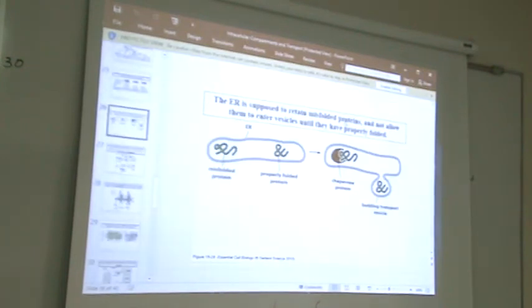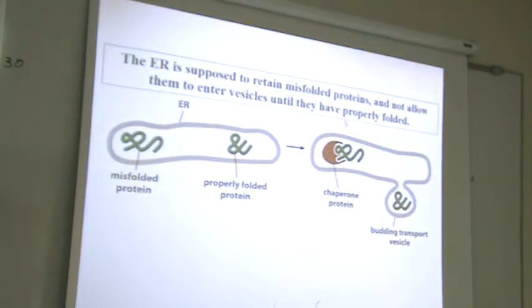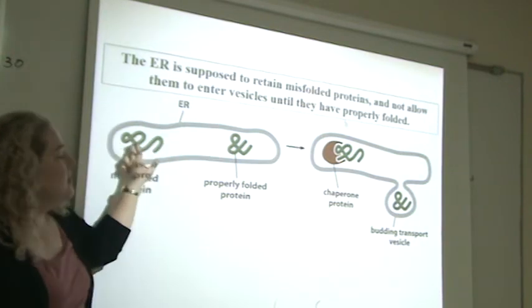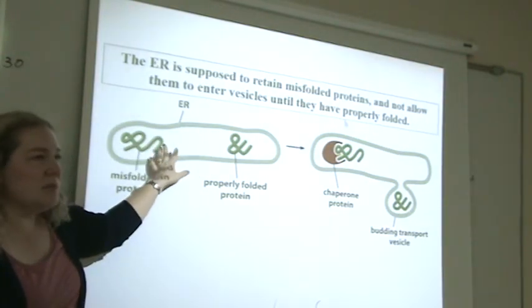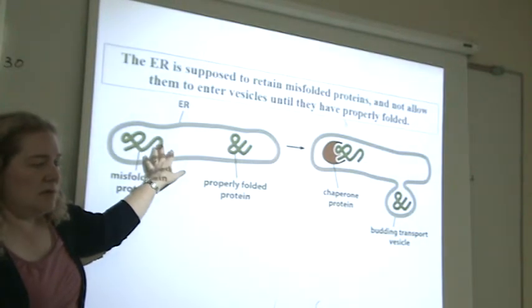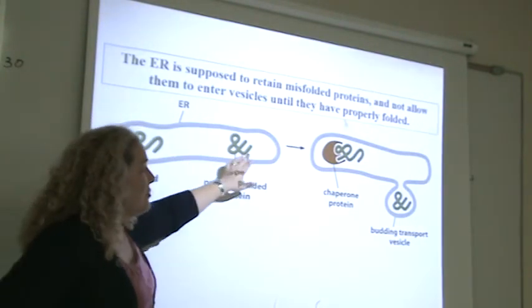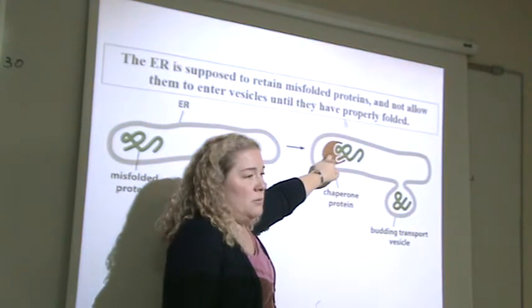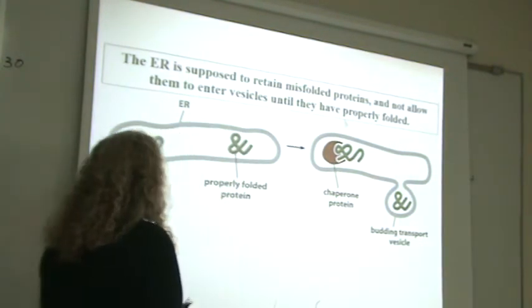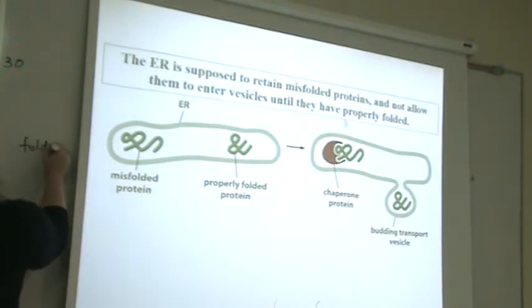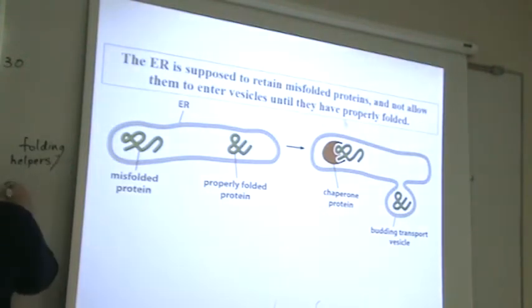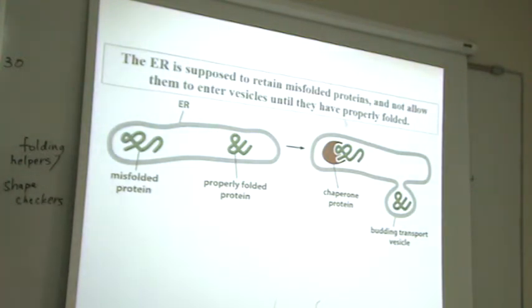So there is a quality control mechanism inside the ER to help check, are these proteins even folded correctly or not? So the inside of the ER lumen has several chaperone proteins in there, which are folding helpers. You can think of those as folding helpers and also shape checkers. Do these proteins have the correct shape? Before we're going to send this vesicle on a long, long journey.